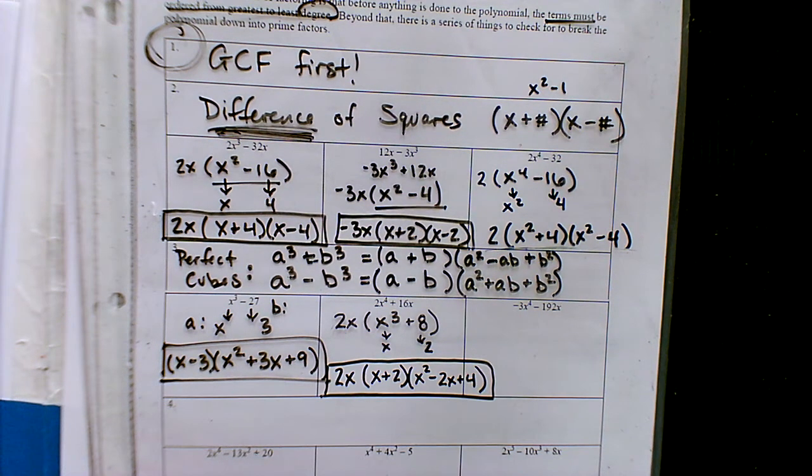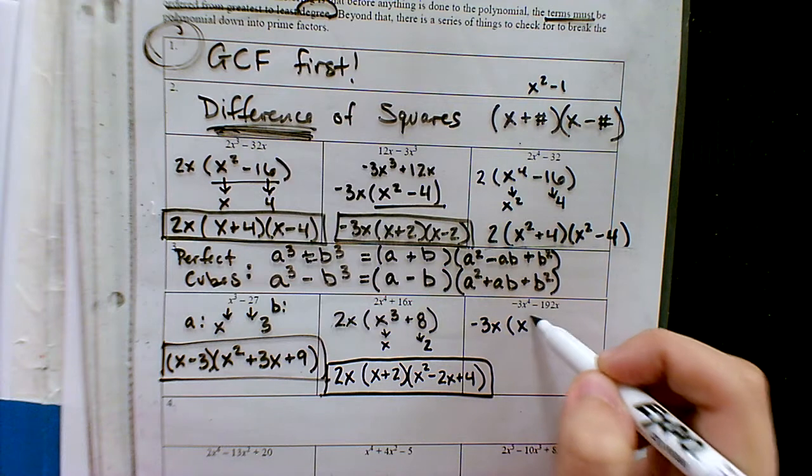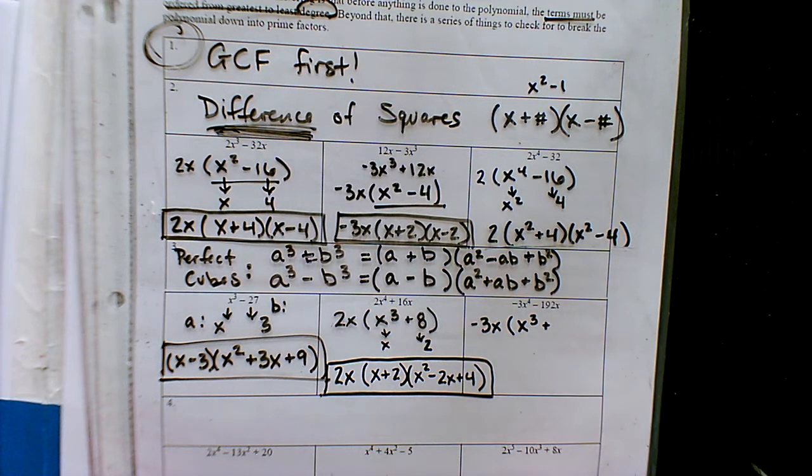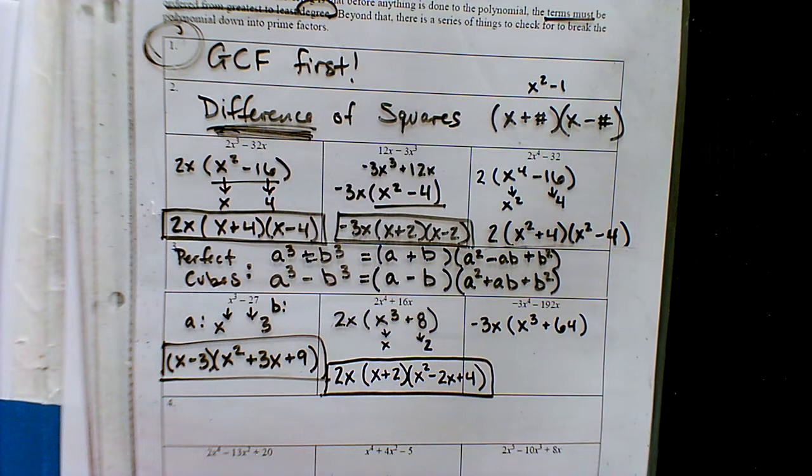What about the third one? Yeah? Negative 3x. Okay, we're left with x cubed plus 64. Thank you. Okay, so GCF is done. Notice how the numbers got smaller. Okay, easier to work with. Can we do another technique? Yeah, which one?